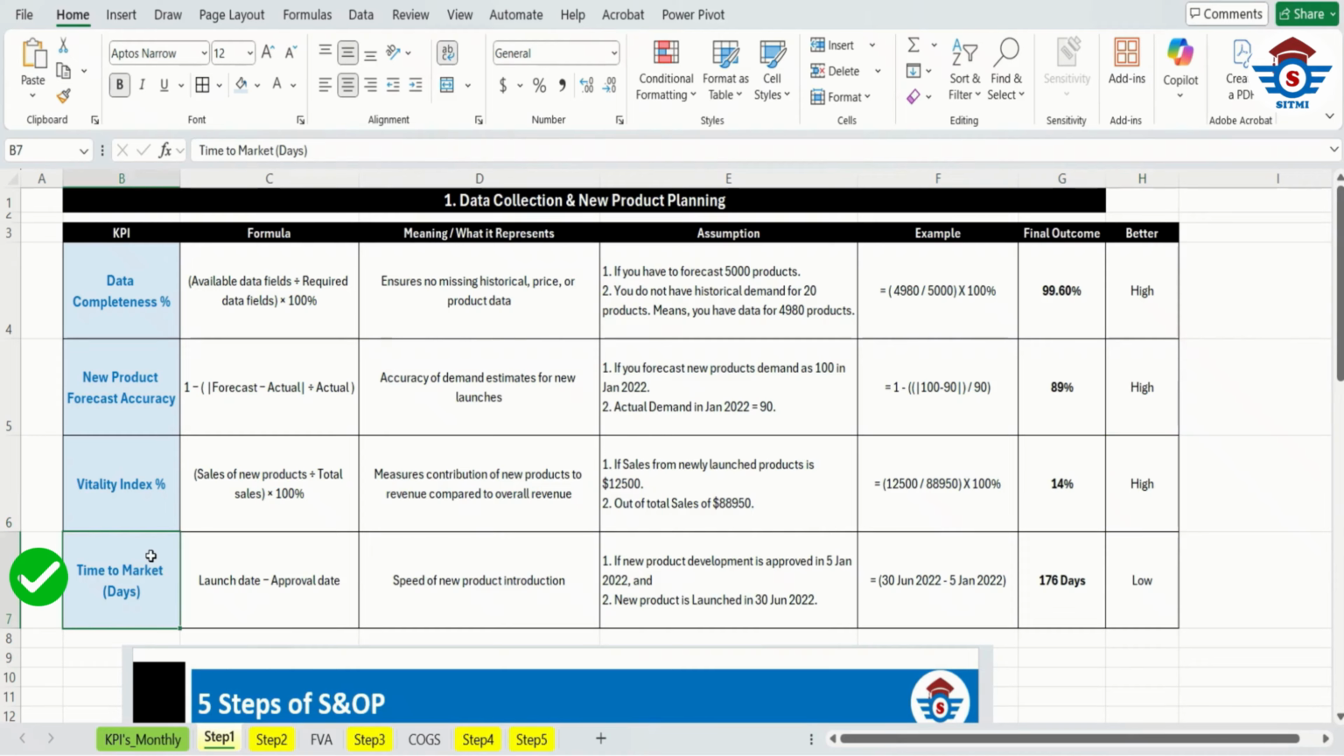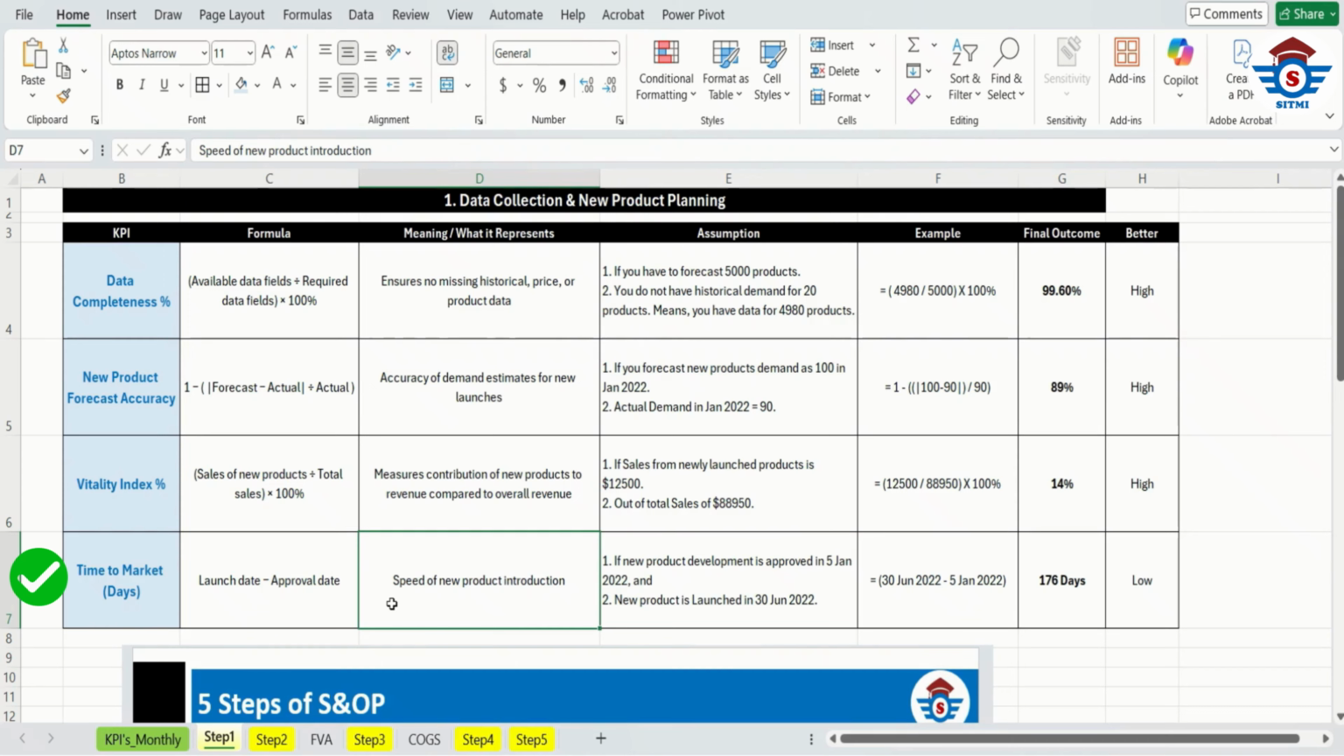Another important metric in Step 1 is time to market, and we usually measure this metric in days. It talks about the speed of new product introductions in the market. In every business, when there is a new product launch, it is usually approved by the leadership team, and once it is approved, the launch activities are performed. These launch activities include new idea generation, designing the products, designing their prototypes, understanding market requirements, or even understanding inputs from the customer, and so on.